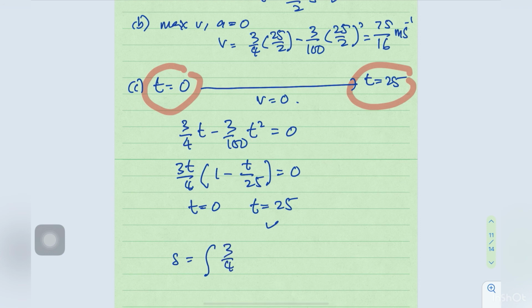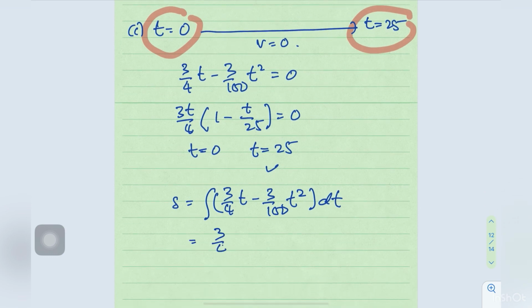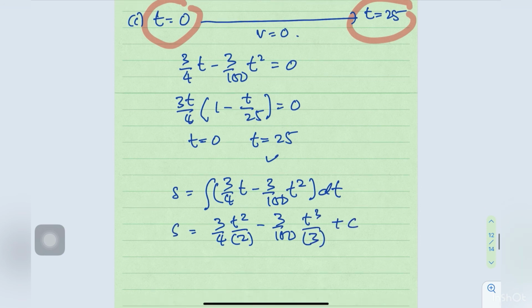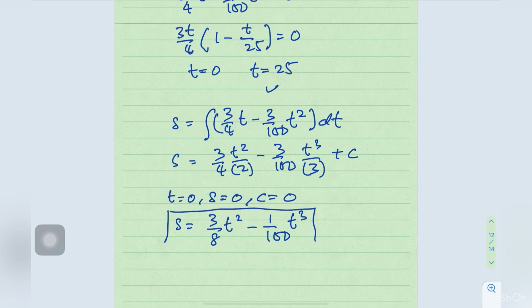v is 3 over 4 t minus 3 over 100 t squared. Integrate with respect to t. So we get 3 over 4 times t squared over 2 minus 3 over 100 times t cubed over 3, plus c. Assume when t equals 0, s equals 0, so c equals 0. So s is 3 over 8 t squared minus 1 over 100 t cubed. So this is the function of s.